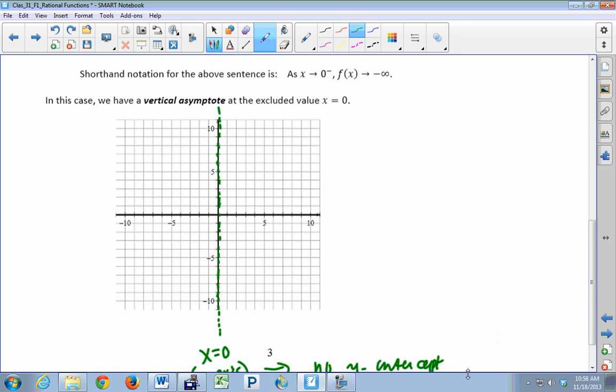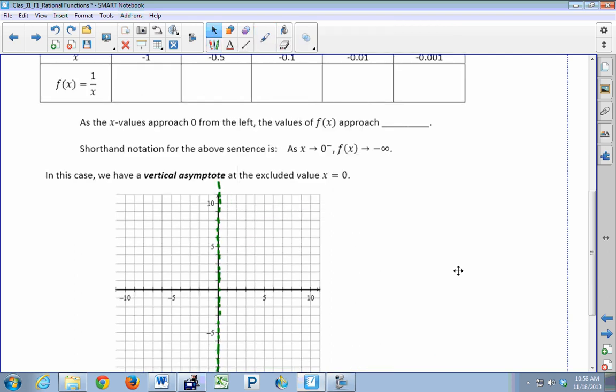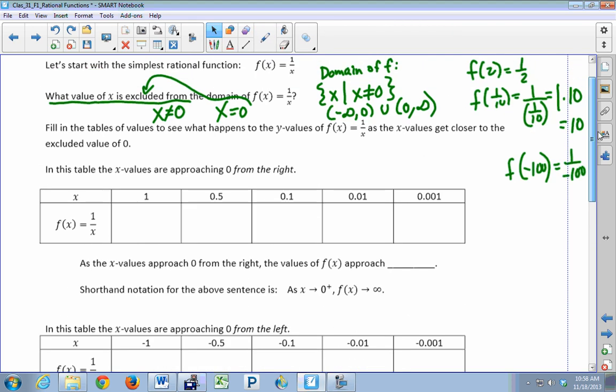So I'm interested in saying, what happens to my function as I get really, really close to 0? As my x values get really close to 0, as I'm coming in from the right-hand side, and as I'm coming into 0 from the left-hand side. That's what we're going to explore, is the behavior of the function as x gets really close to 0 from both sides. So let's take a look at a table.